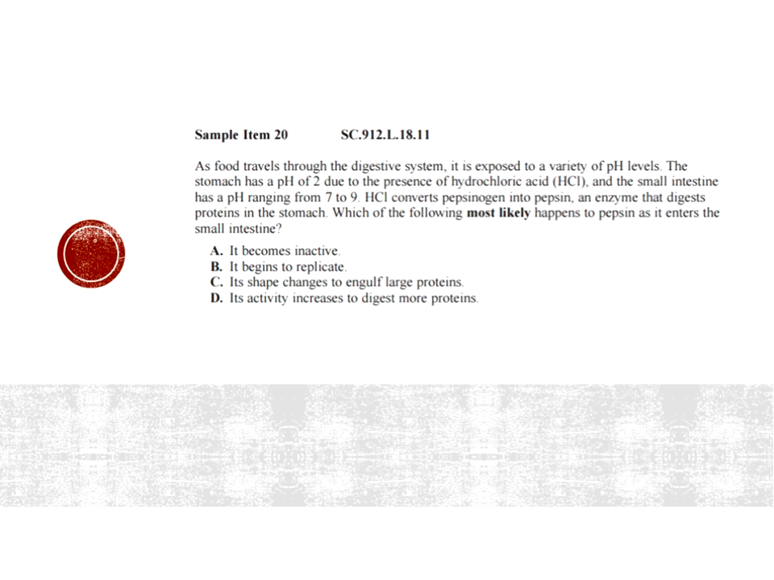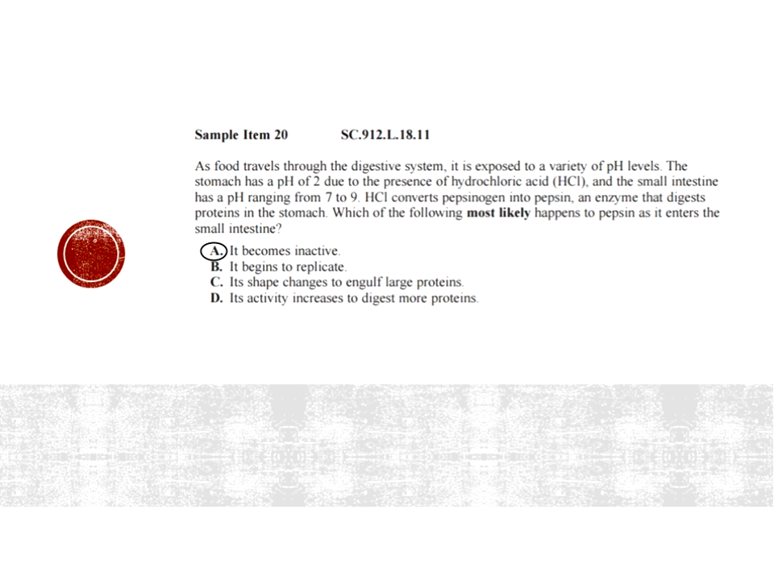So this is a biochemistry question dealing with enzymes and how enzymes are affected. So what do we think might happen to that enzyme once it leaves the stomach at a pH of 2 going to the intestine with a pH of 7 to 9? Very good. Good job, Rachel. A, it becomes inactive.